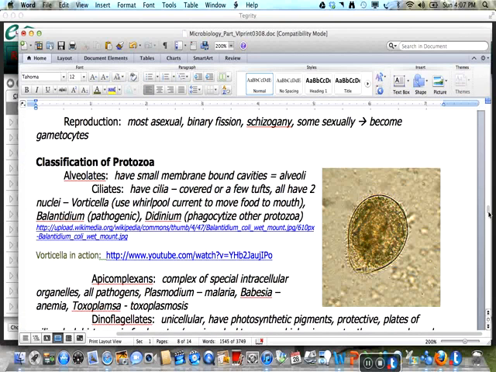The alveolates have a small membrane-bound cavity called alveoli. The ciliates have cilia, which may cover the surface or just occur as a few tufts. All ciliates have 2 nuclei. The Vorticella uses a whirlpool current to move towards its mouth. The Balantidium is pathogenic, and the Didinium is able to phagocytize other protozoa. There's a video here that you can watch of the Vorticella spinning the cilia to actually move food towards their mouth if you'd like.